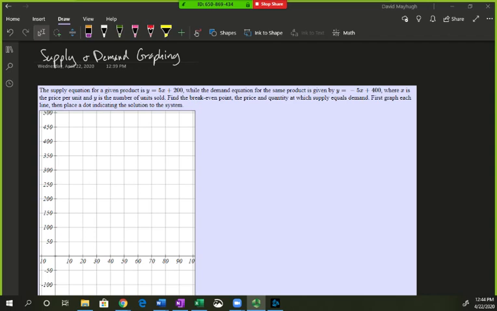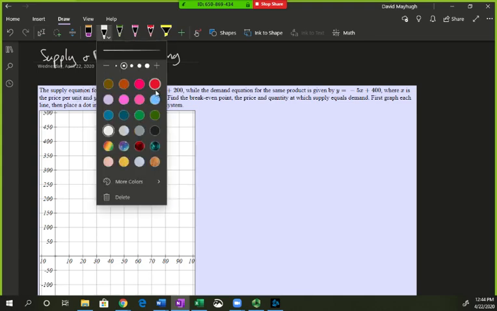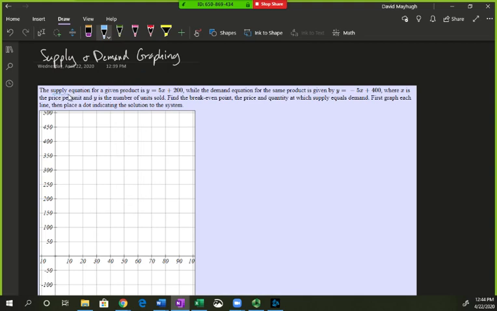Okay, so a lot of students have been asking questions about these types of problems, which I'm really glad you are. I'm going to try to walk you through my thought process and hope that it helps you think through the problem. So we have a supply equation here, which is given here. Notice this is already y equals mx plus b, so that's nice.